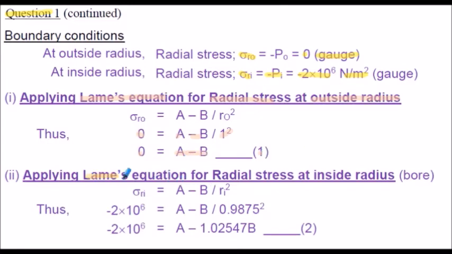Now apply Lame's equation for radial stress, this time at the inside radius, at the bore of the vessel. So now we know the inside radial stress is negative 2 times 10 to the 6. We've got our inside radius, so we can evaluate equation 2. Notice I'm putting my equation onto one line, so the 1.02547 is actually 1 divided by 0.9875 squared. If you refer back to our previous presentation, I often remove the fractions in the equations.